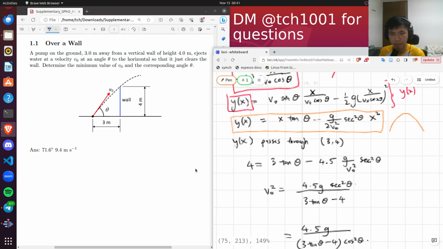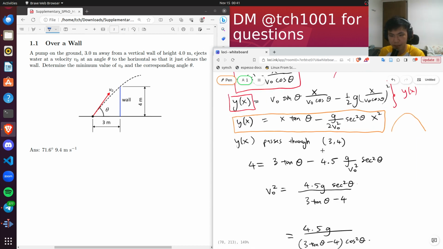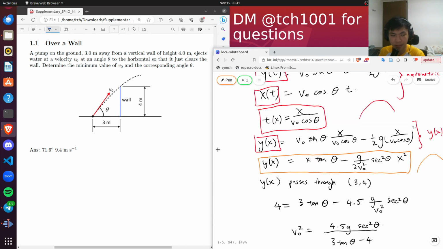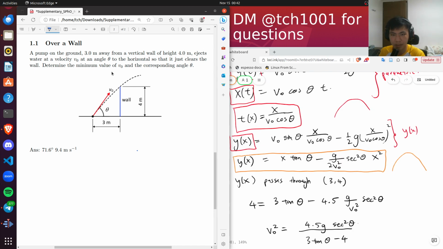So what do we want to do in this question? So far, all the results we have done are purely standard projectile motion stuff. We haven't really even contextualized it in terms of this question. But let's look at the question a little bit. In the question, we are required to find the minimum velocity and angle required to clear the wall.